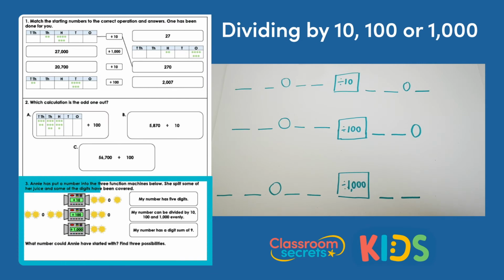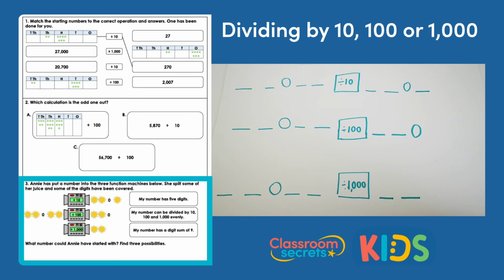Question 3 says, Annie has put a number into the 3 function machines below. She spilt some of her juice and some of the digits have been covered. What number could Annie have started with? Find 3 possibilities. On the function machine, you've got lots of information there as well. It tells us where some of the zeros are within our number and where they end up once they've been divided. And Annie has also given us 3 clues.